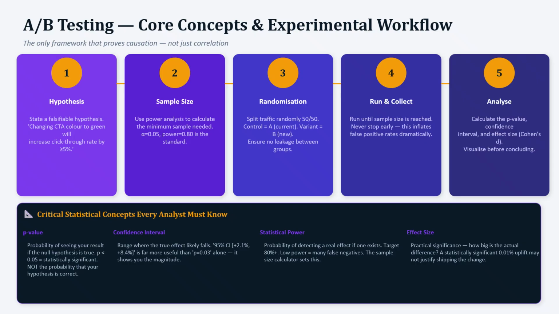Step four is run to completion. Stopping early is the number one source of false positives in business experiments. The infamous peeking problem is avoided if you run until you hit your pre-calculated sample size. Step five is we have to analyze it properly. A p-value alone is insufficient. Always report the confidence interval, the effect size, and the business interpretation. The four key terms at the bottom are what every stakeholder question will refer to. We have to know them cold.